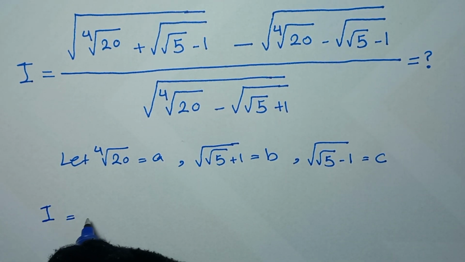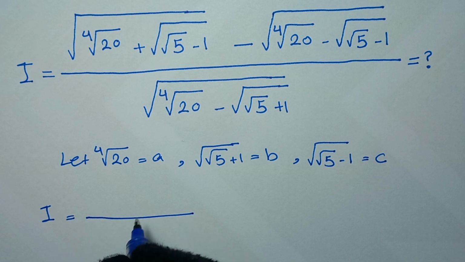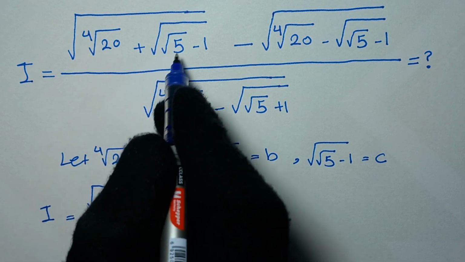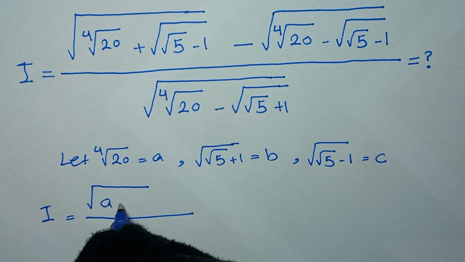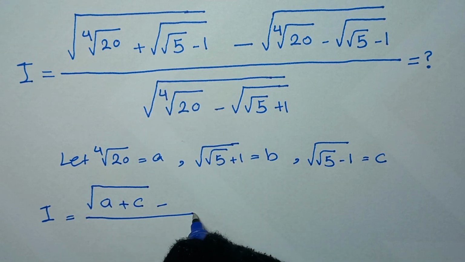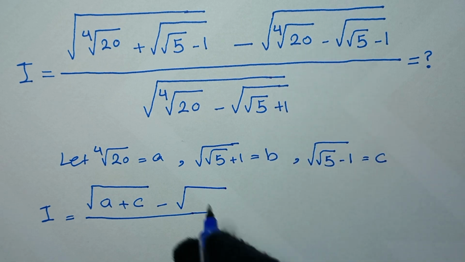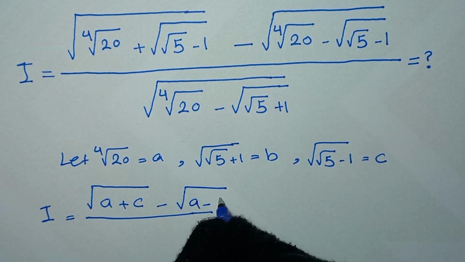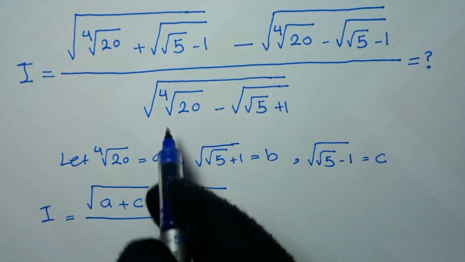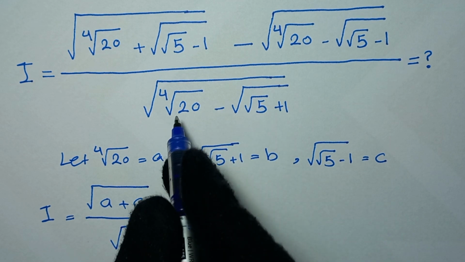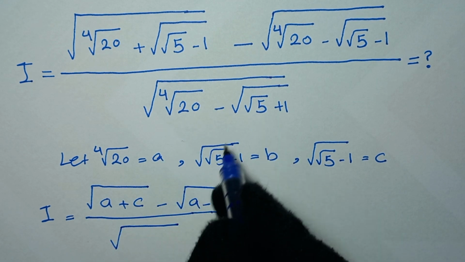I is equal to square root of, this is a and this is c, so a plus c, and minus square root of a minus c, right? And over this square root of a minus b, right? This is b.